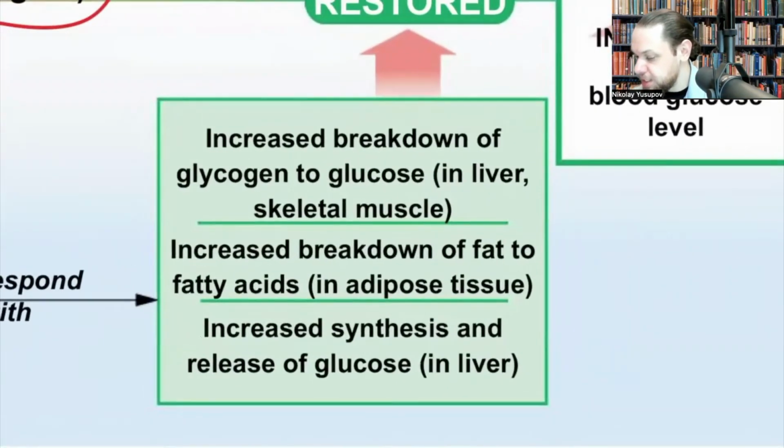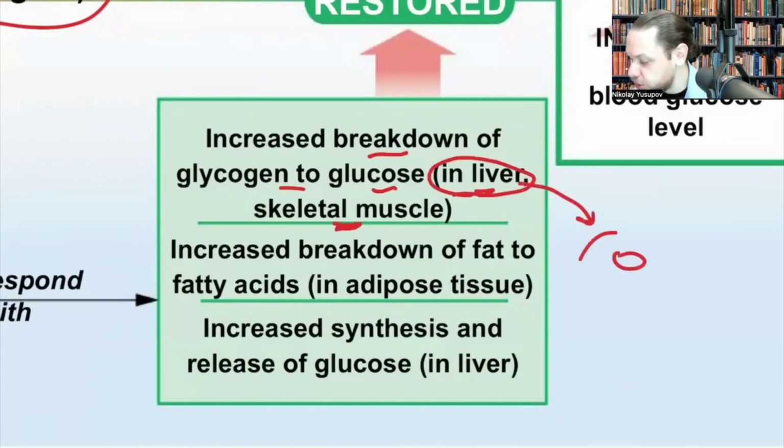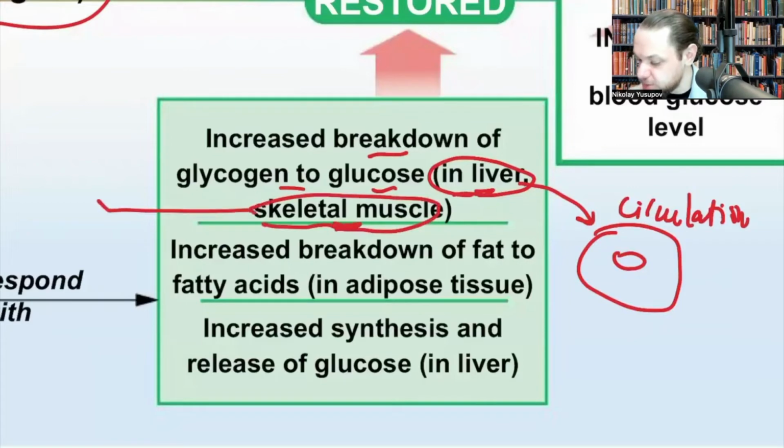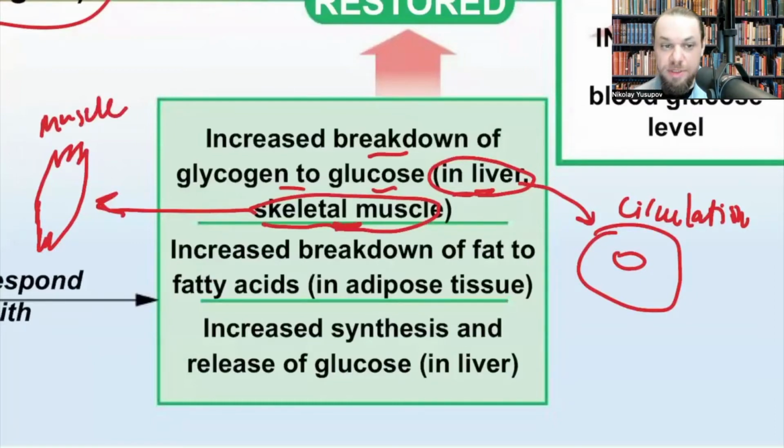So it's going to increase breakdown of glycogen to glucose in liver and skeletal muscle. In liver, this can go into your circulation. But the one in the muscle is only going to be used by the muscles themselves, to fuel whatever they need. So it's not going to be released into the circulation. The skeletal muscle glycogen is not going to be of use to you in your bloodstream. It's only going to be utilized by skeletal muscle.